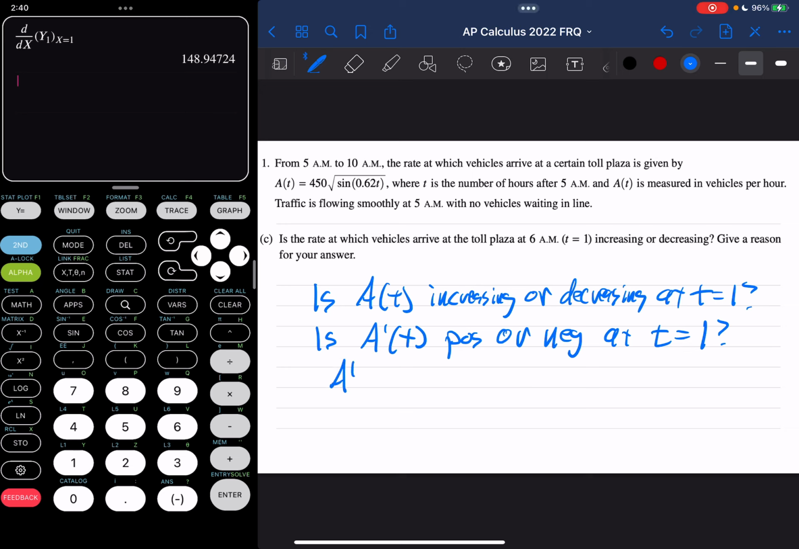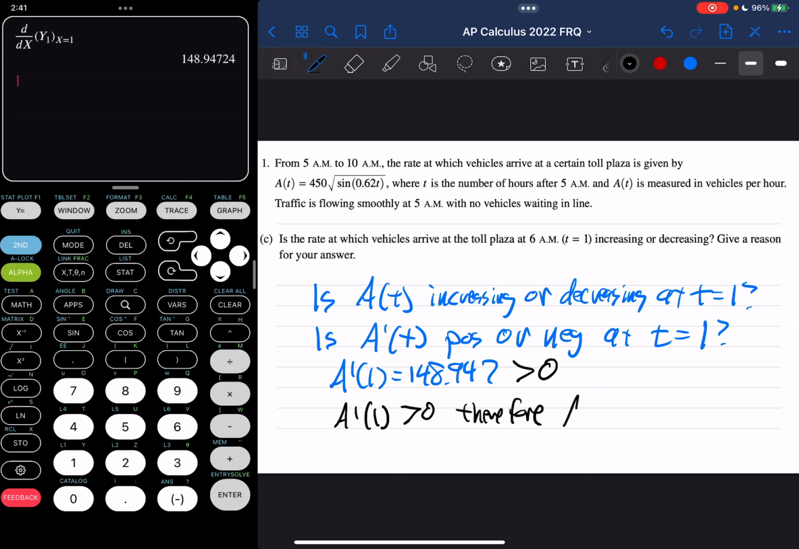So what we have is A prime of 1 equals 148.947. Now the key thing is that it is greater than 0. That's the important part. So A prime of 1 is greater than 0. Therefore, A of t is increasing at t equals 1.